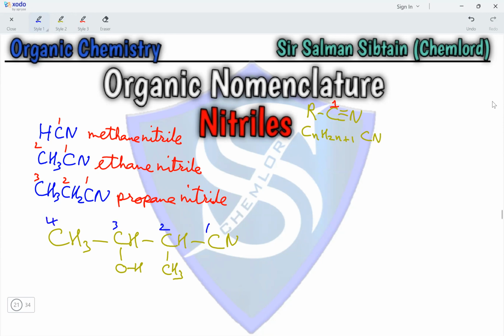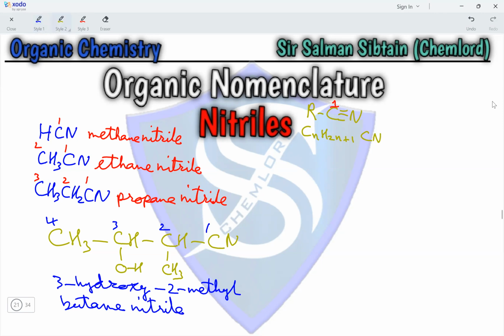So numbering is fixed: 1, 2, 3, and 4. So now we've got two substituent groups, one being hydroxy, the other being methyl. So in order to name the compound, alphabetical preference is given. So the name of the compound becomes 3-hydroxy-2-methylbutane nitrile.